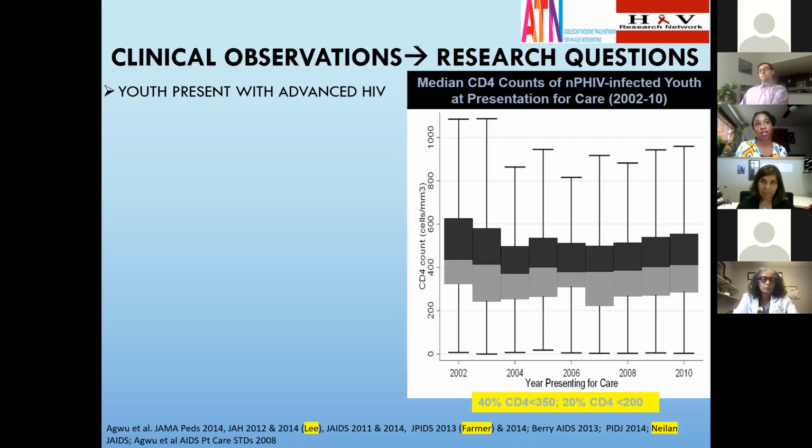So advanced HIV, or what we'd say is AIDS defined. When we looked at patterns of initiation, youth were less likely to initiate ART, even when they met treatment criteria. Their CD4 recovery was not better, which is a myth.